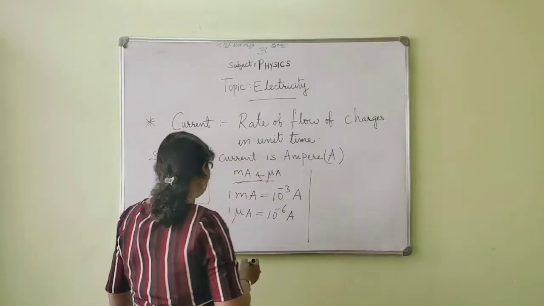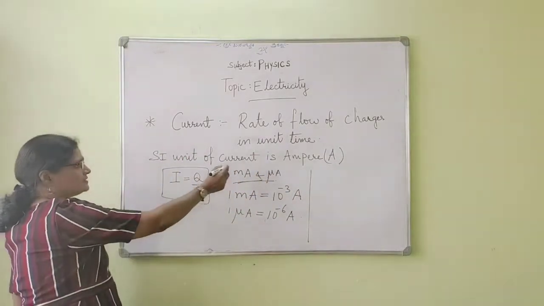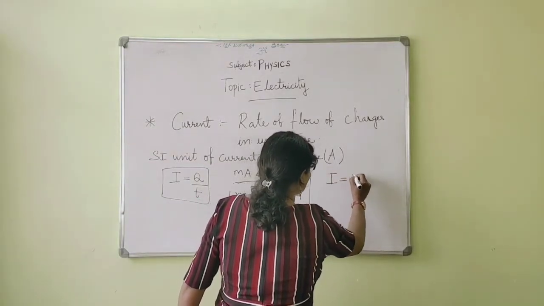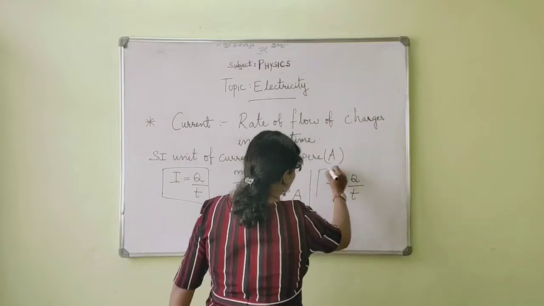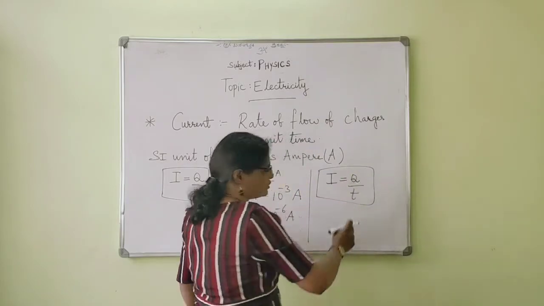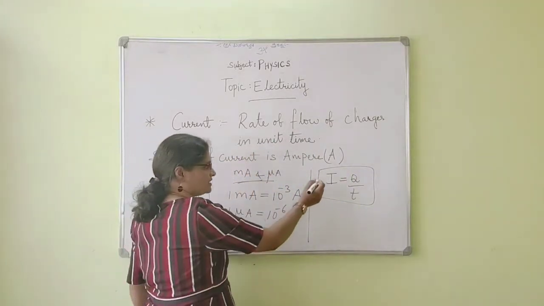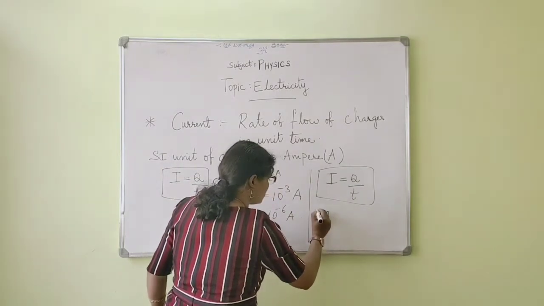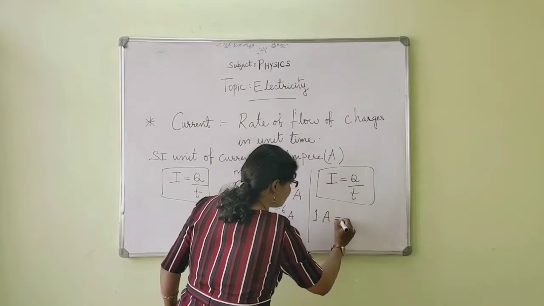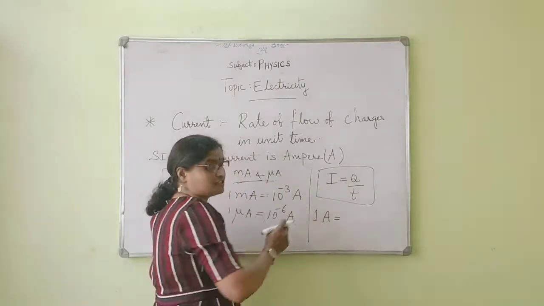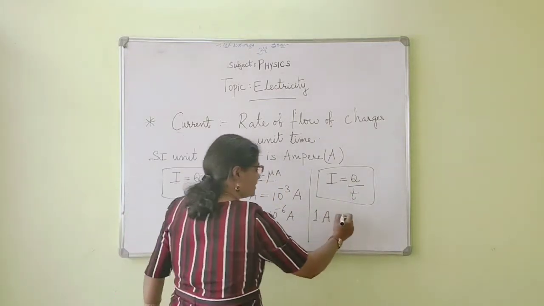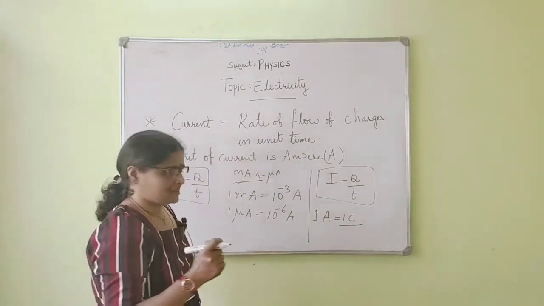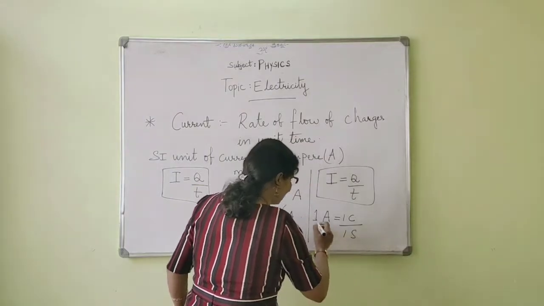Now let us define what is 1 ampere. As we have written the formula, I is equal to Q by T, that is nothing but current is equal to charge by time. So let us write the units. The unit of current is ampere. So let us consider 1 ampere is equal to the unit of charge, coulomb, so I will write it as 1 C, divided by the unit of time, seconds, so I am writing it as 1 second.